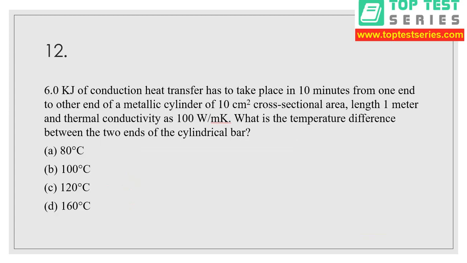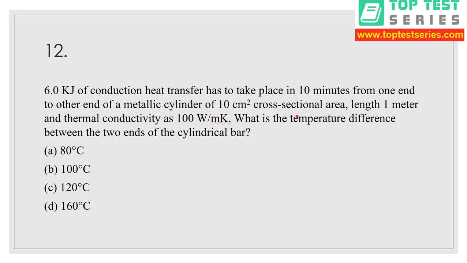Question number 12. 6.0 kilojoule of conduction heat transfer has to take place in 10 minutes from one end to the other end of a metallic cylinder of 10 cm square cross sectional area. The length is 1 meter and thermal conductivity is 100 watt per meter Kelvin. What is the temperature difference between the two ends of the cylindrical bar? So we have to find out the temperature difference for this.